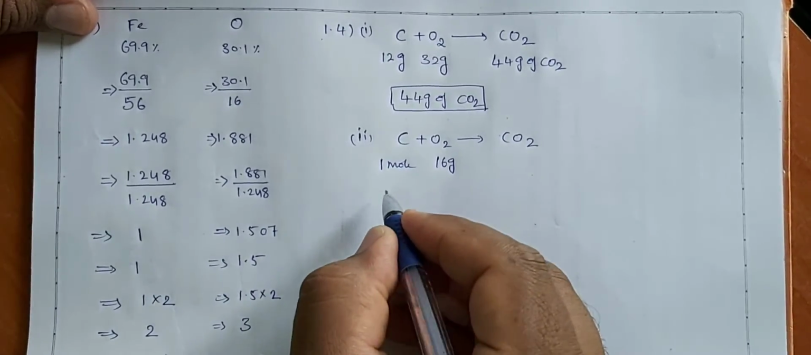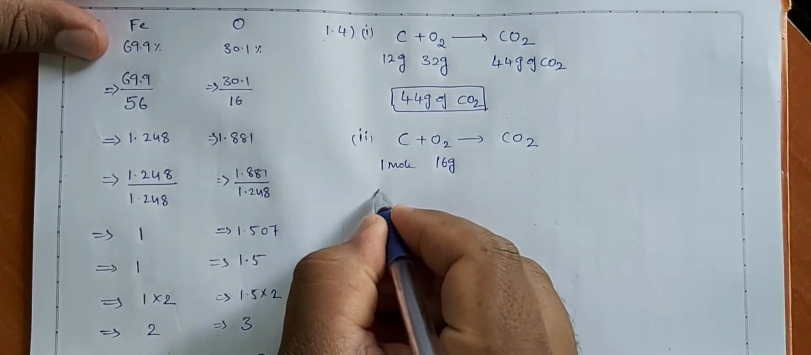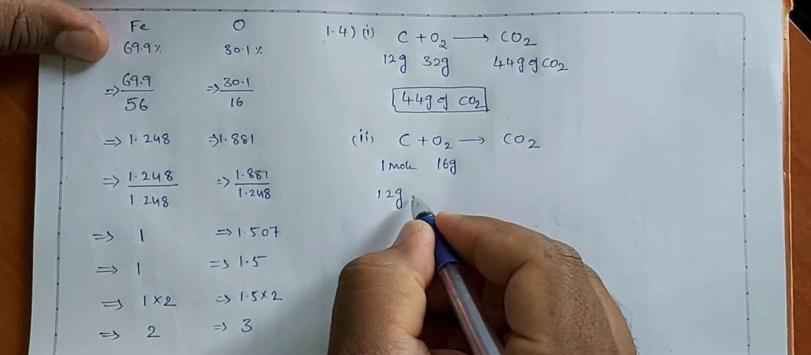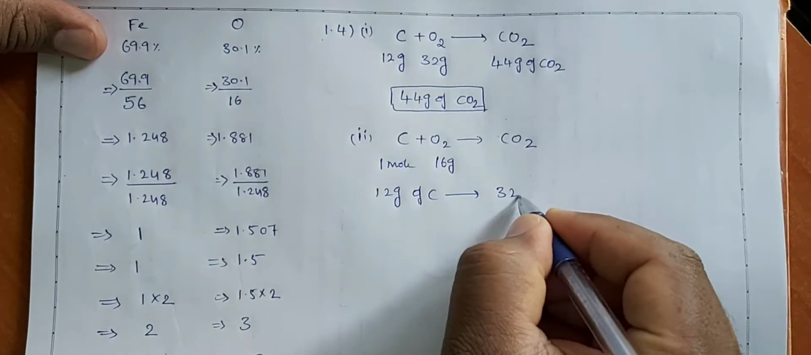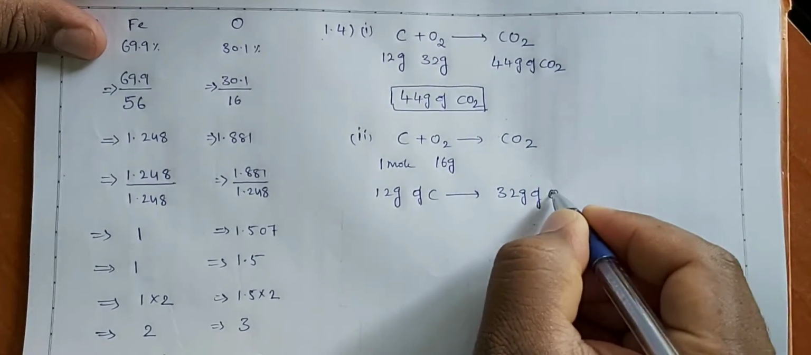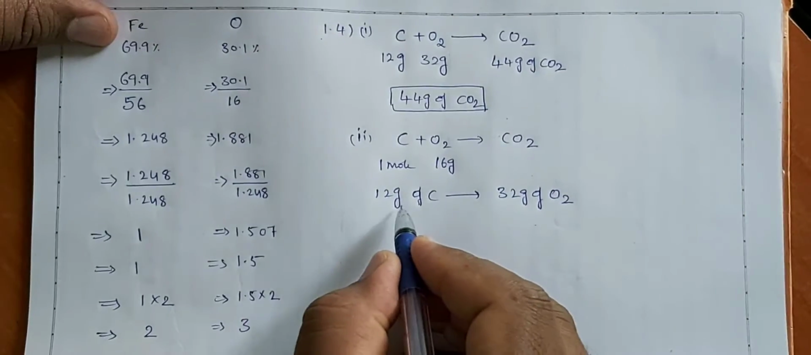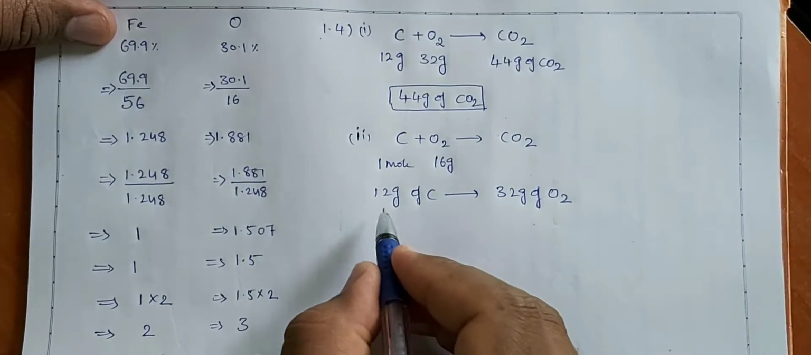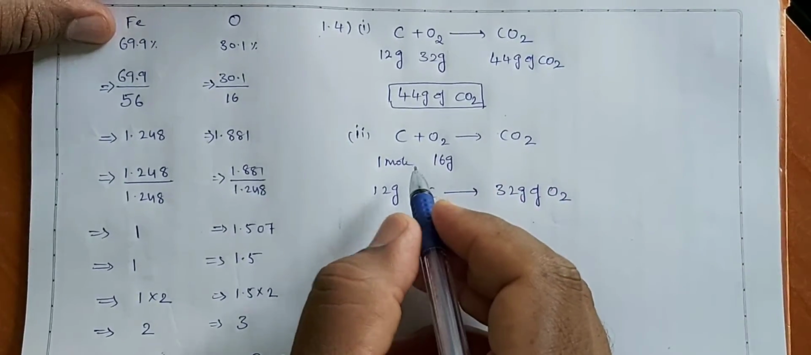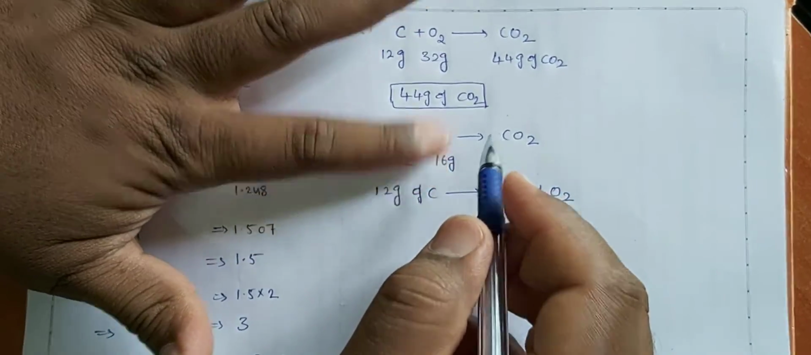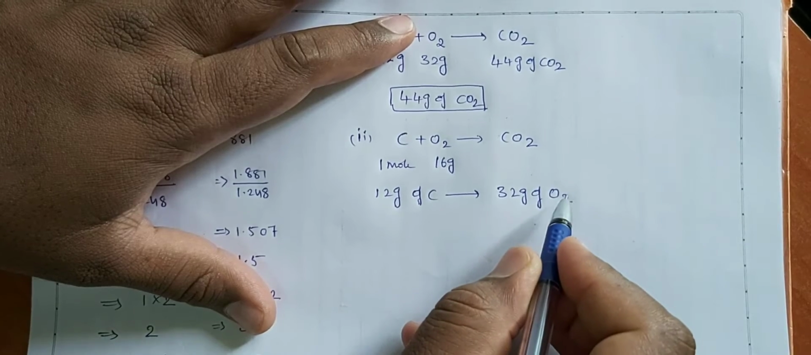According to the given equation, carbon 12 grams reacts with 32 grams of oxygen. How much carbon will react with 32 grams of oxygen? 12 grams of carbon, according to the given equation, not given data. See, I am following the equation. After that I will take the data. 12 grams of carbon react with 32 grams of oxygen.